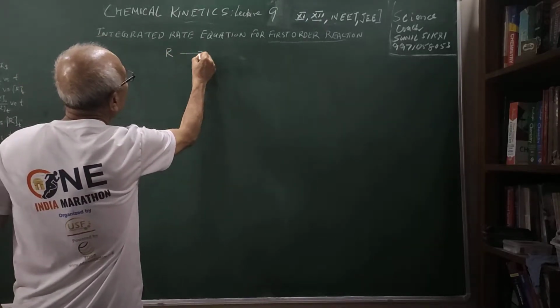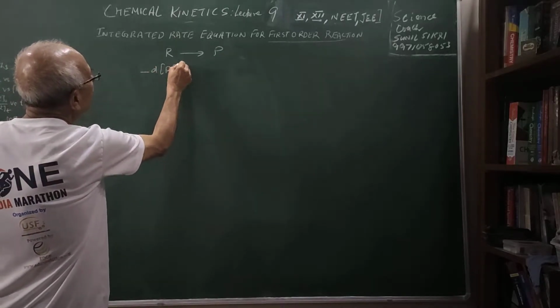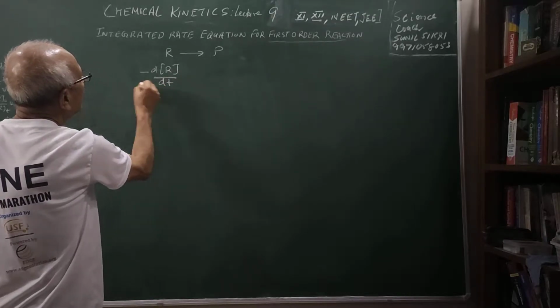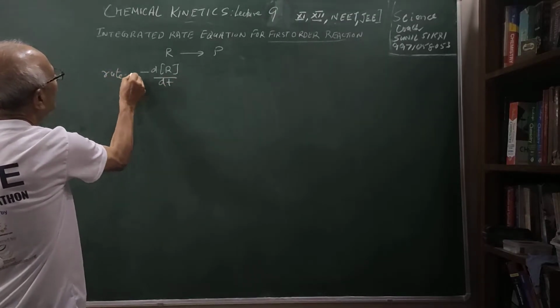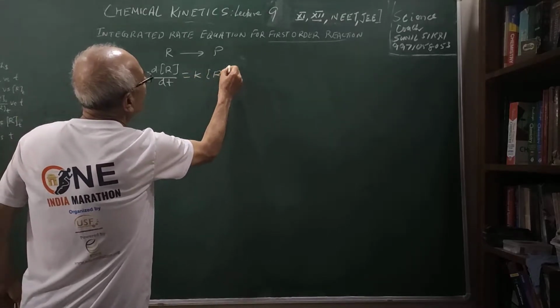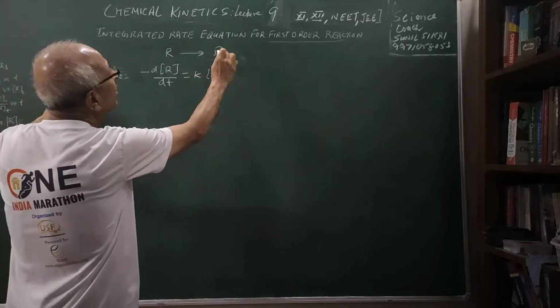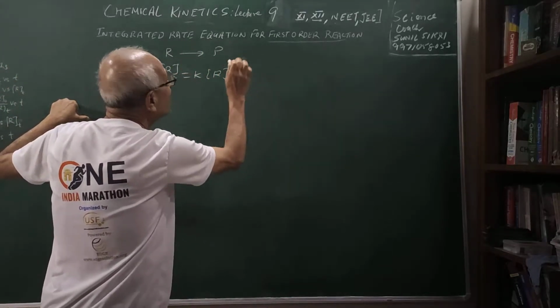Supposing I have a reaction, R gives product. We already know what a first order reaction is. The rate of the first order reaction is expressed as K constant times R power 1. So this is the first order reaction. I will try to get the integrated rate equation from this.